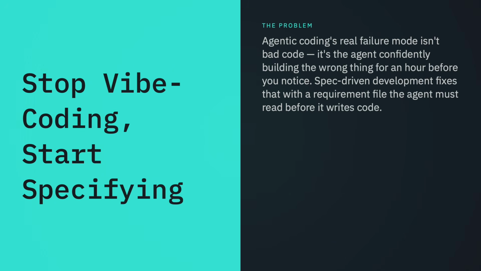Why does spec-driven development matter at all? Because the real failure mode of agentic coding isn't bad code. It's the agent confidently building the wrong thing for an hour before you notice. I covered that problem in an earlier video on OpenSpec. Vibe coding drifts because there's no persistent record of what you actually asked for. Spec-driven development fixes that by putting the requirement in a file the agent has to read before it writes a line of code.